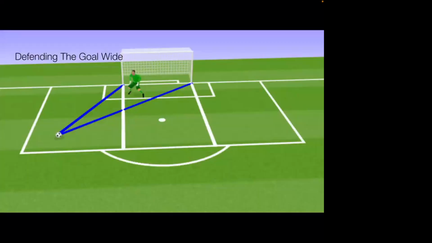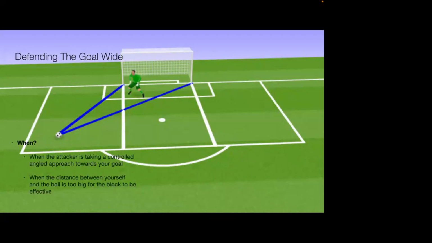Defend the goal wide. So I mentioned it before. Where you can avoid it, don't come out past the line of your post. So you can see there the two white lines. You don't need to come out past them when the ball's in wide areas. So when the attacker's taking a controlled angle approach towards your goal, or when the distance between yourself and the ball is too big for the block to be effective.